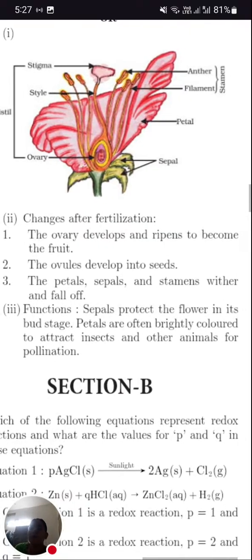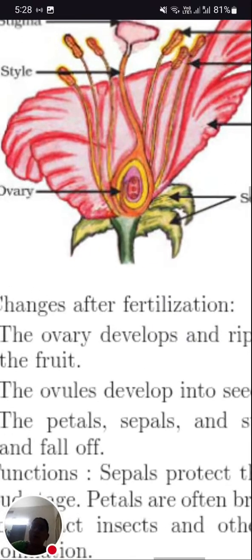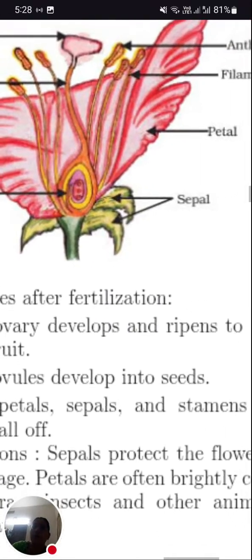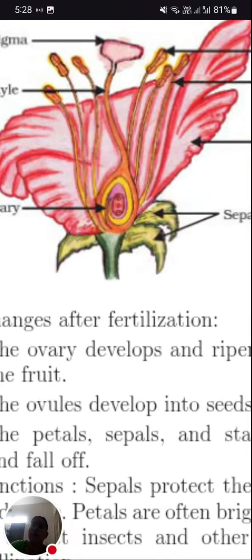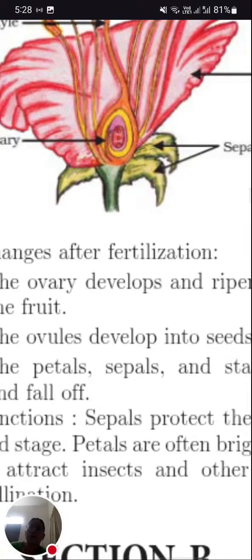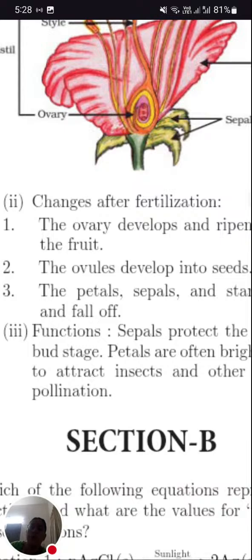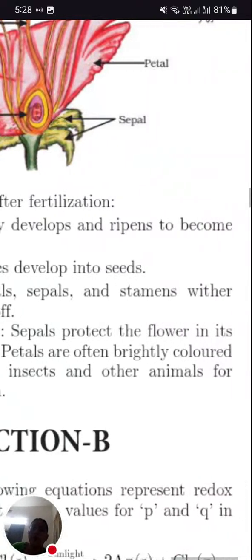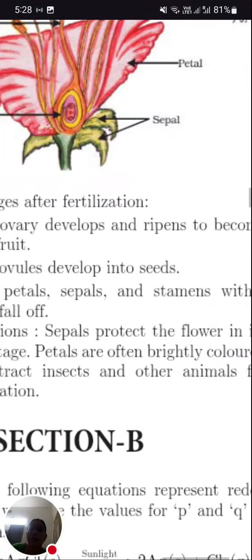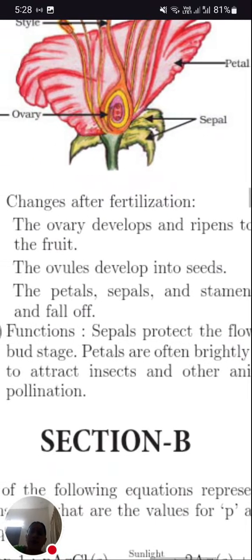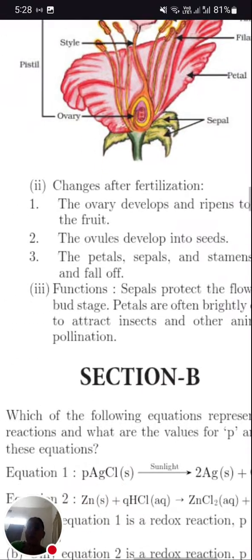Next question, functions of sepal. So here sepals, you can see, are the green part. The green outgrowth protects the flower when it is in bud condition. And petals are the colorful attractive part, so the main function is to attract agents of pollination. So function: sepals protect the flower in its bud stage. Petals are often brightly colored to attract insects and other animals for pollination. So you can write the agents of pollination.